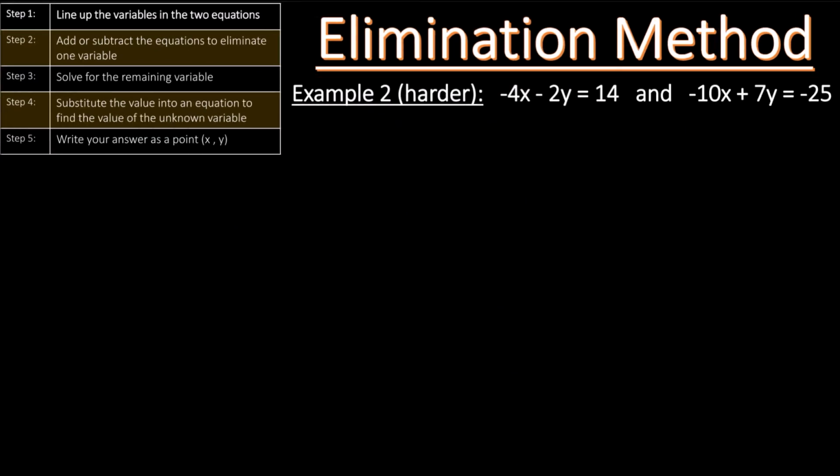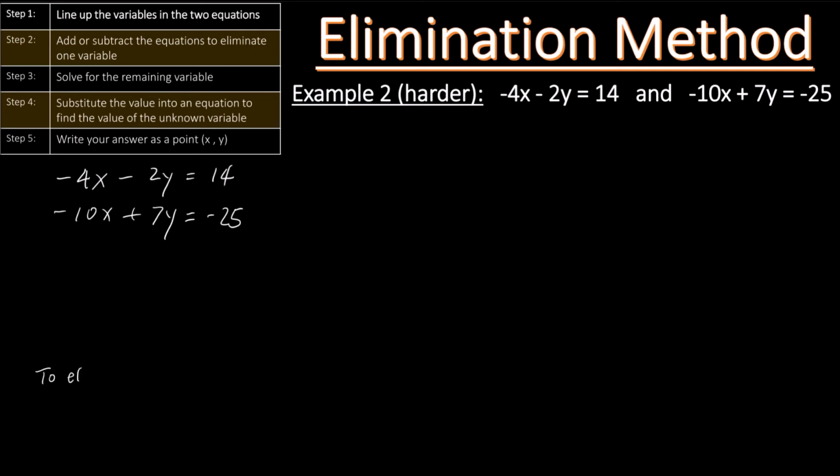The second example is a little harder than example 1, but with similar procedures, we need to follow the 5 steps. Step 1. Line up the variables in the two equations. So we need to make sure the x, the y, and the constants line up vertically. Step 2. Add or subtract the equations to eliminate one variable. You can pick the x or y.